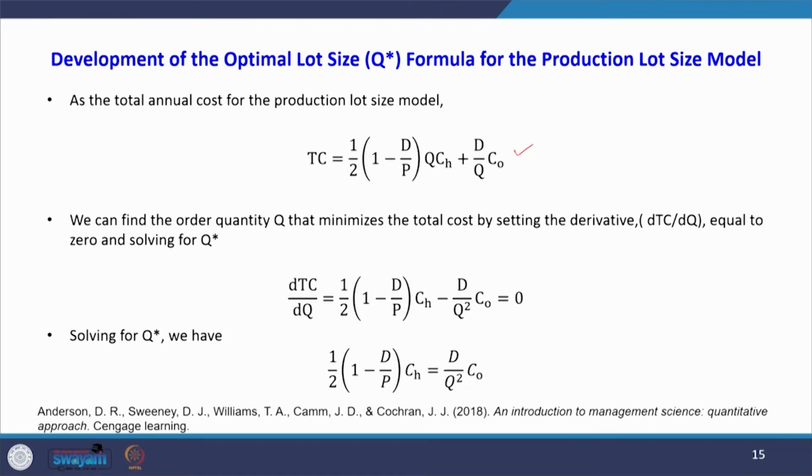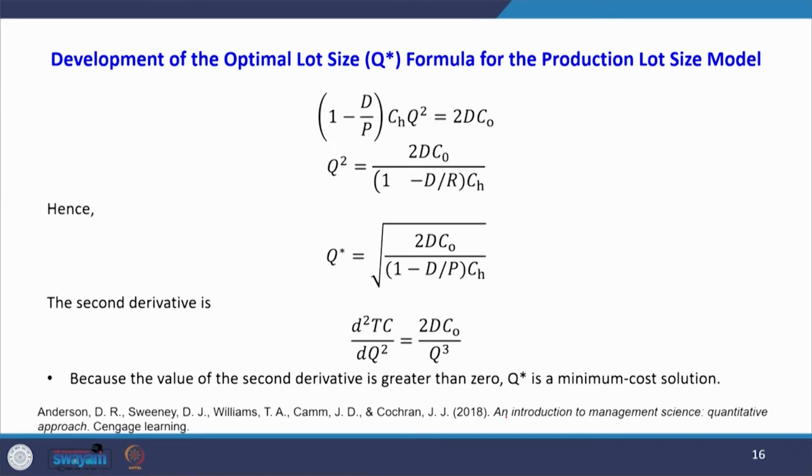So, if I differentiate this, the first term, the Q becomes 1. So, 1 by 2 (1 minus D upon P) Ch. The differentiation of 1 by Q is minus 1 by Q square. Okay, then equated to 0. So, I am getting this expression: 1 by 2 (1 minus D by P) Ch equal to D C naught by Q square. When I rearrange this, Q square is 2 D C naught upon (1 minus D by P) multiplied by holding cost.